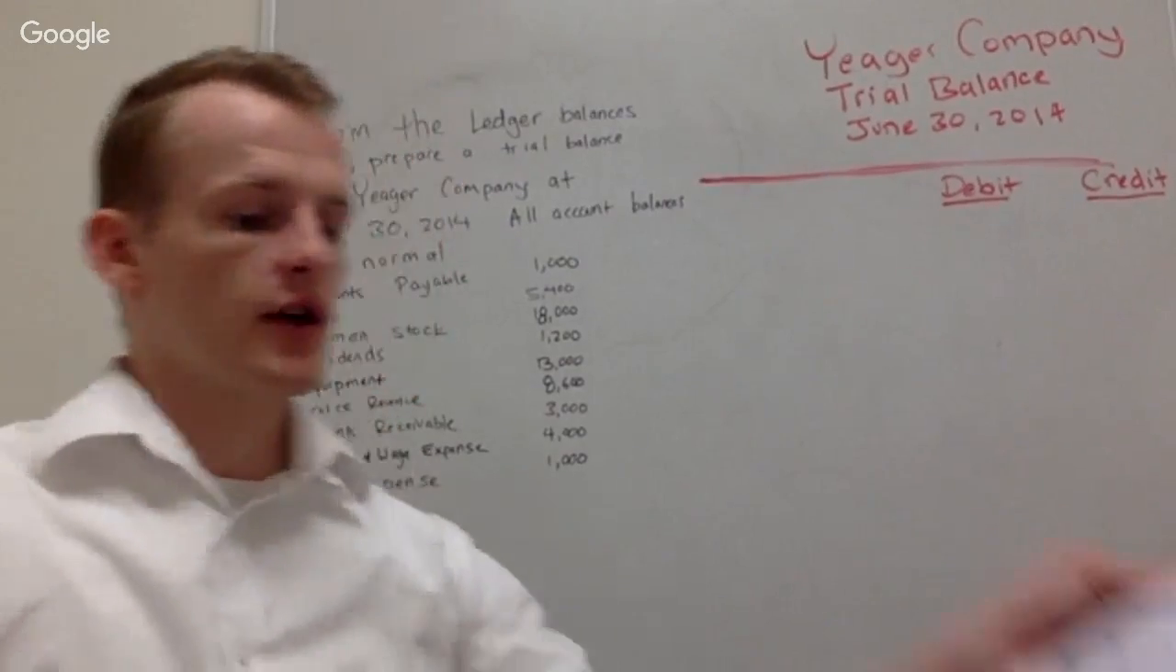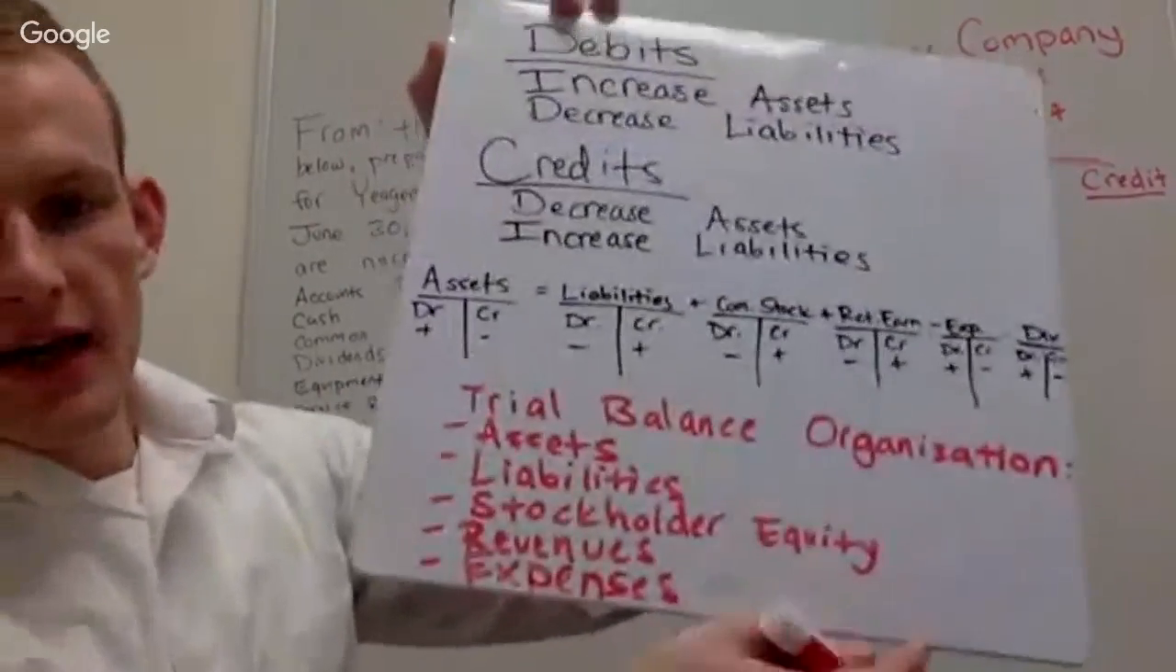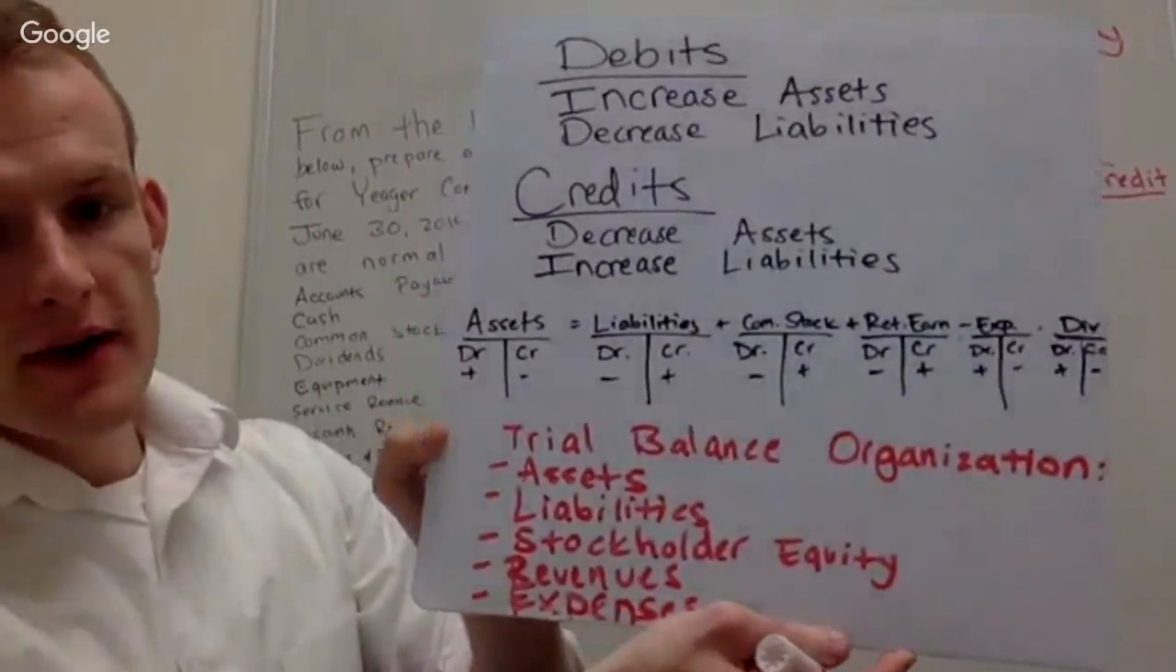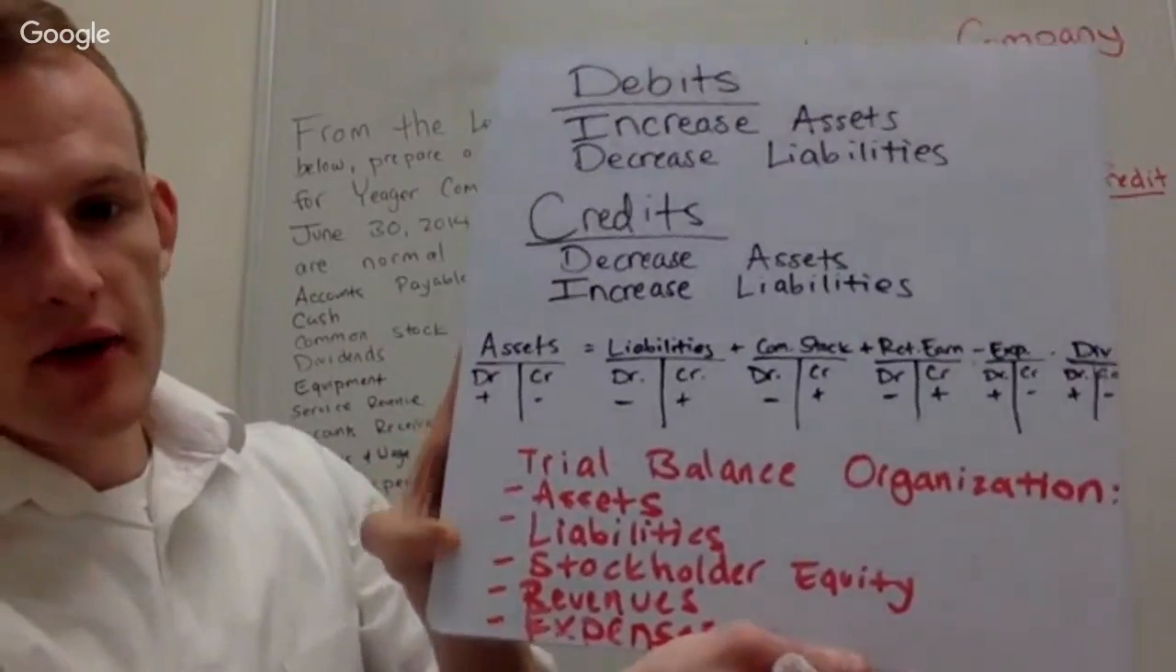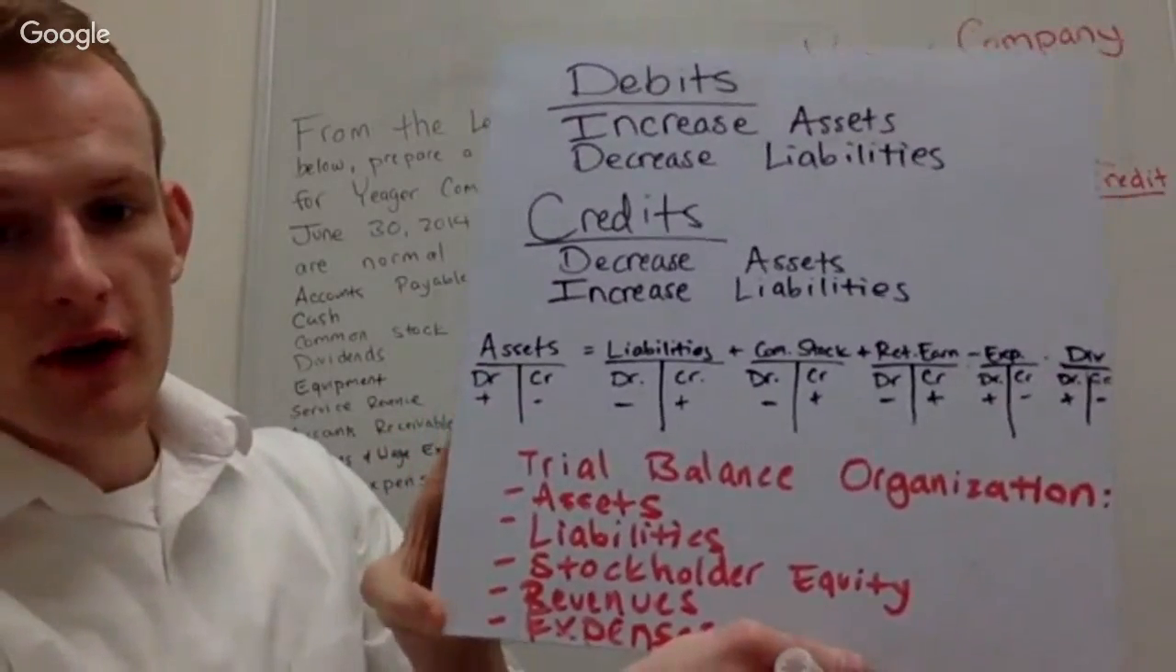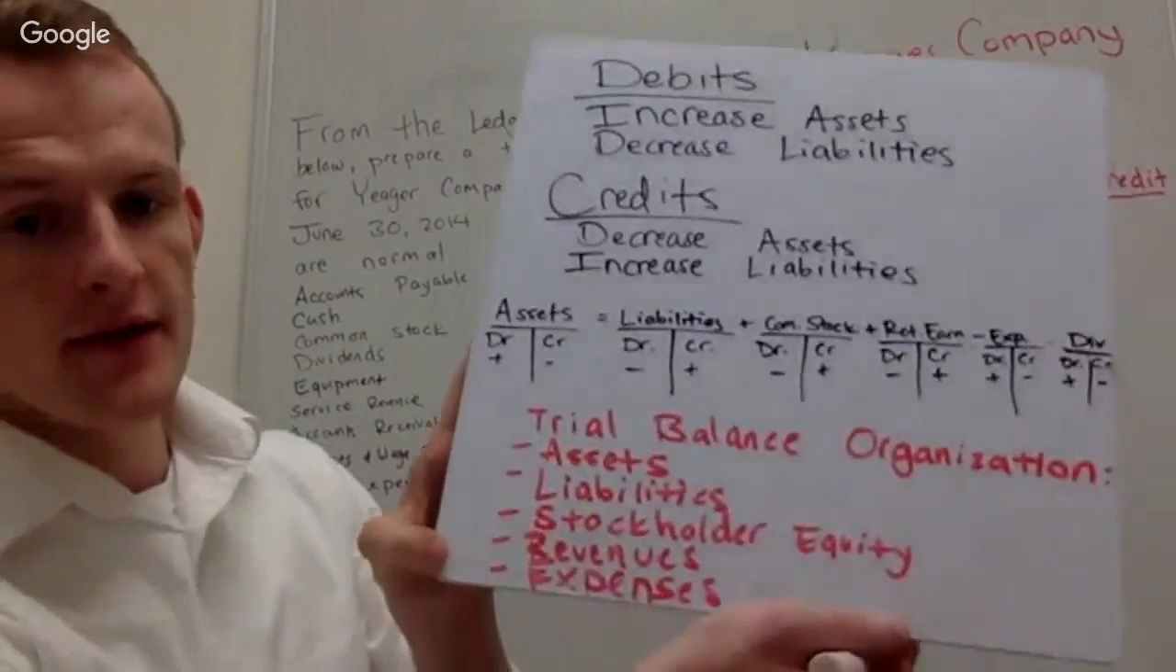Again, our rules have us create the trial balance in order of assets, liabilities, stockholder equity, revenue, and expenses. Sorry, my hand's in the way there.